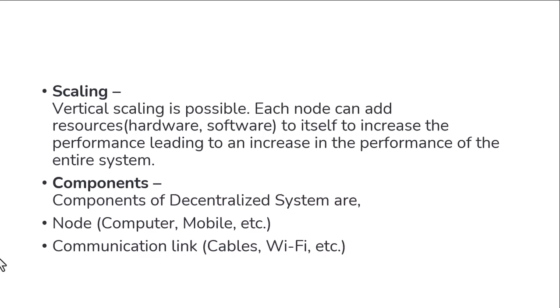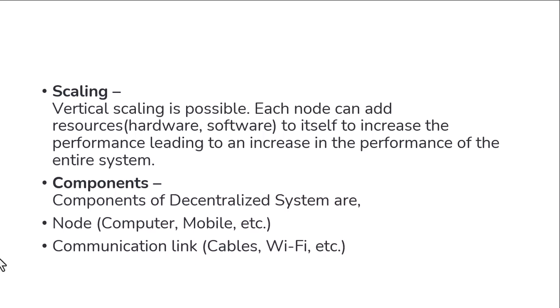So each node can add resources to itself to increase the performance, leading to an increase in the performance of the entire system. Remember that the purpose of vertical scaling is to increase the performance. For example, if we have one system peer node and there is a dedicated server for that, we can add more servers or hardware resources so that it becomes more efficient.